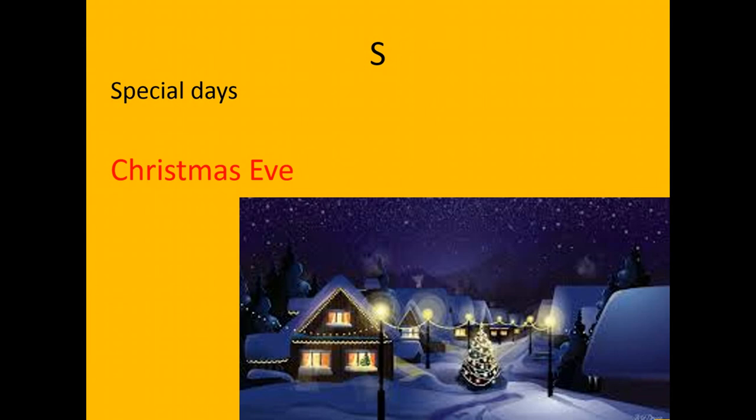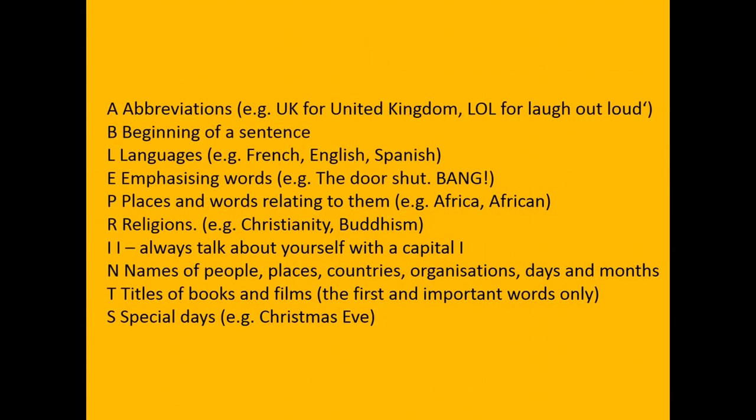And S is for special days. Tomorrow is Christmas Eve as I record this video here on December the 23rd, 2014. And special days, Christmas Eve is a very special day and both words need a capital, so special days too. So there it is, ABLE PRINTS. It's an easy way of remembering how to use capitals, because you can just think about what each letter stands for.